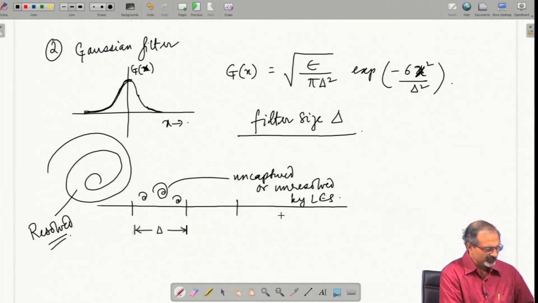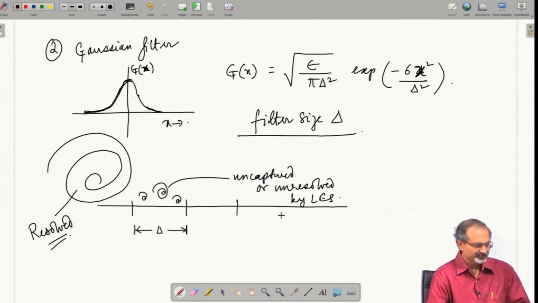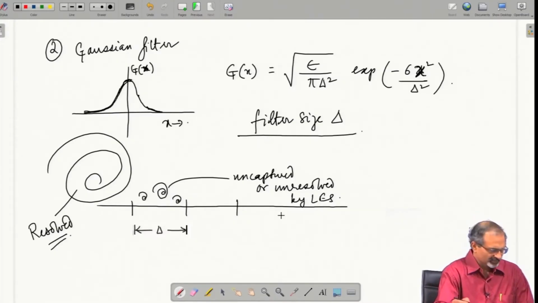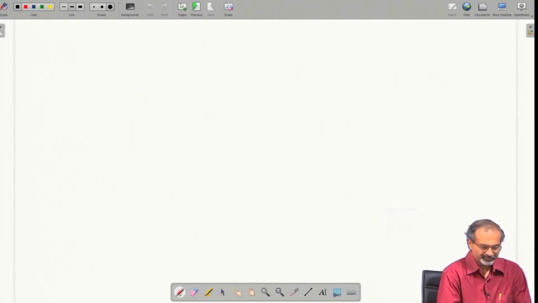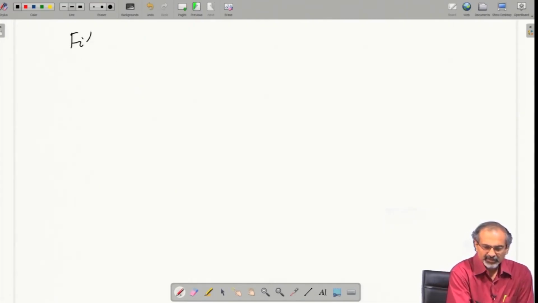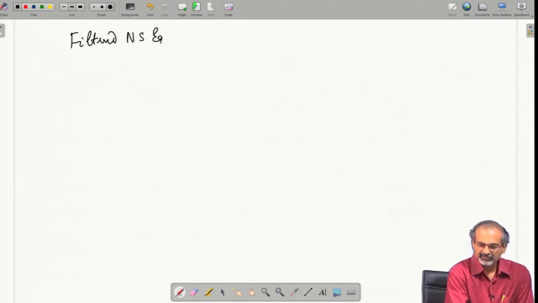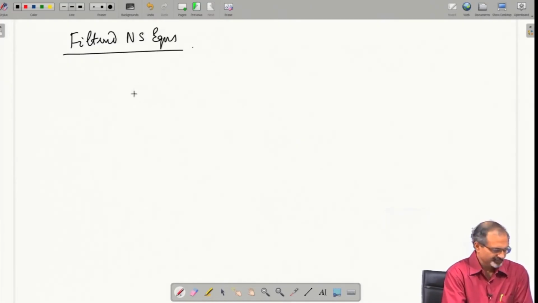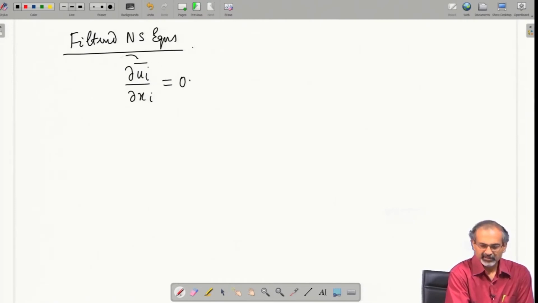Again, in terms of the wave number space, I hope you recall the idea of the energy spectra. When it comes to the filtered Navier-Stokes equations, let us see how they look like. So, the continuity equation looks like this. Keep in mind that now this means filtered quantity, not Reynolds averaged.